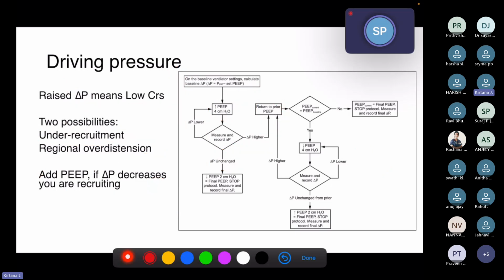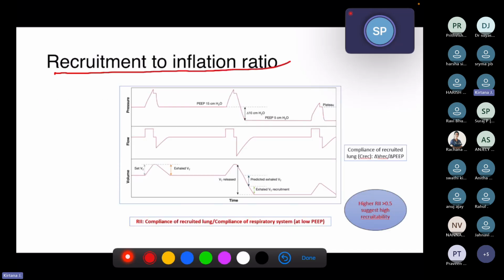The second method to adjust PEEP is known as the recruitment to inflation ratio. This is an algorithm that is available only in select ventilators. In most of the ventilators, this is not available, but it is in the Draeger ventilators as of now. So what recruitment to inflation ratio means is that if suppose the patient was at a higher PEEP, the ventilator reduces the PEEP, for example, from 15 to the PEEP of 5.